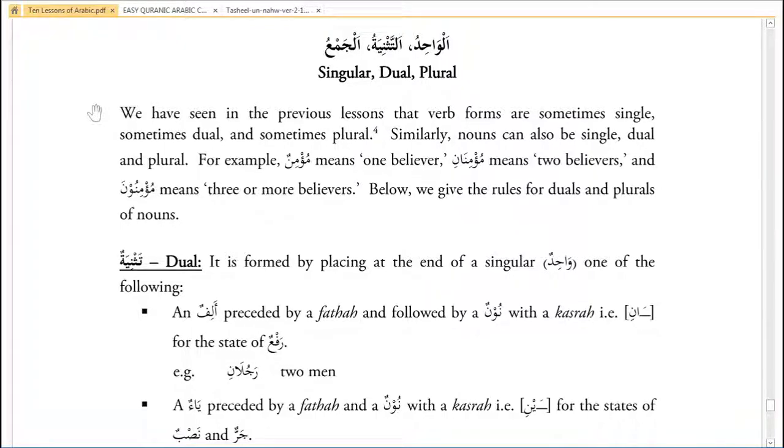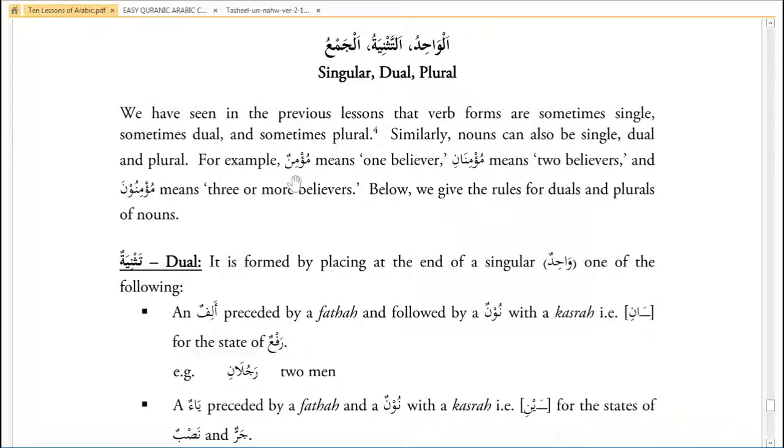Lesson 40. In this lesson, we will be learning واحد, تثنية and جماعة. Singular, dual, and جماعة is plural. In the previous lessons, we have studied واحد تثنية جمع in the فاعل مفعول in verb form. But here we will study regular as in count واحد تثنية جمع.